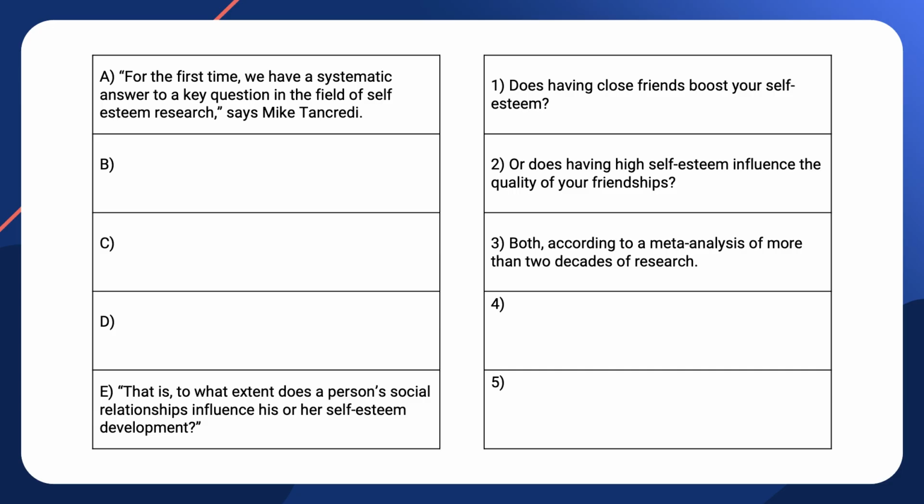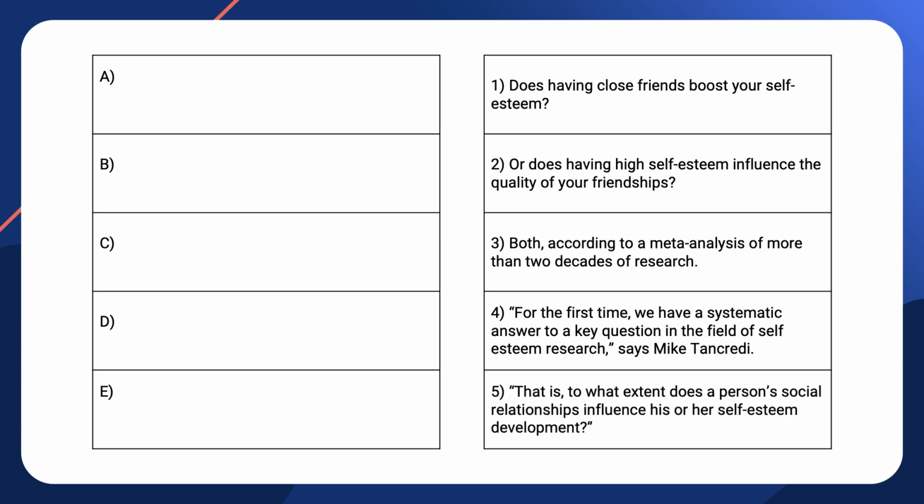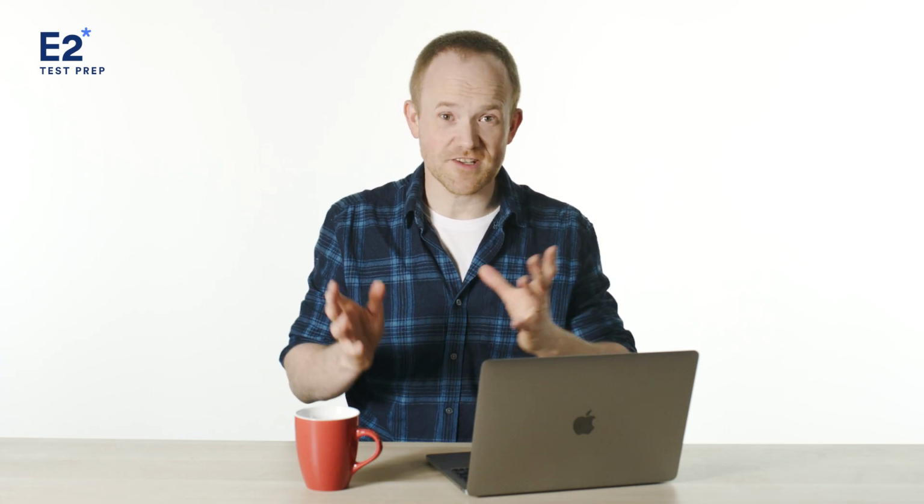Let's have a look. Sentence A. For the first time, we have a systematic answer to a key question in the field of self-esteem research, says Mike Tancredi. It has to be this one because we're introducing the person. And then, logically, sentence E follows that. The phrase, that is, connects back to the first part of the quote. So now we have all the sentences in the right order.